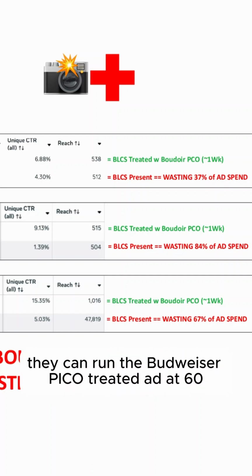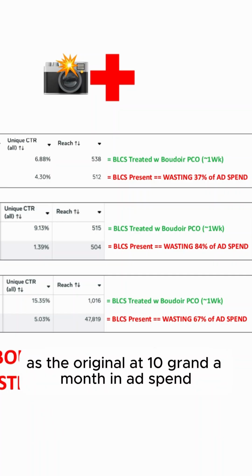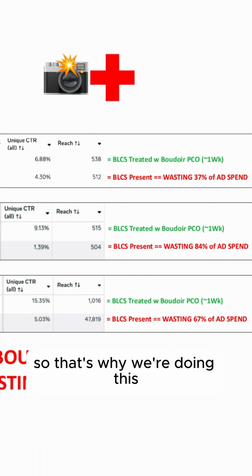And instead they can run the Boudoir Pico treated ad at 6,300 bucks a month in ad spend and get their ad into the same number of women's brains as the original at 10 grand a month in ad spend. So that's why we're doing this.